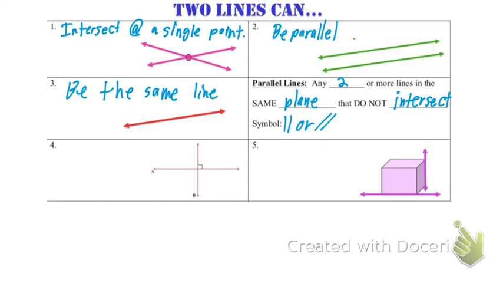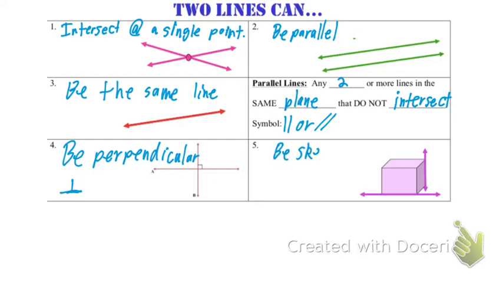Number 4, two lines can be perpendicular. What does it mean to be perpendicular? They make a T. They make a specific angle measure, 90 degrees, okay? So it makes a right angle. The symbol for perpendicular is an upside down T. It kind of looks like mini perpendicular lines with the right angle.